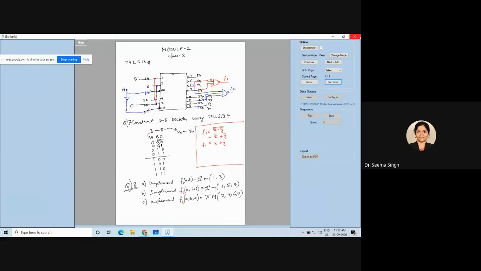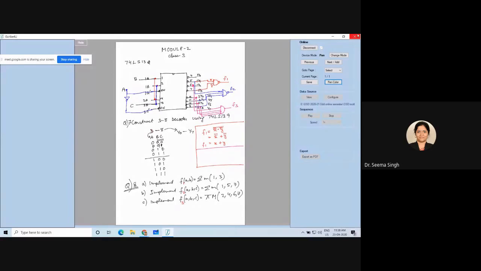Okay, I need 2, 4, 6, 7. So I need a 2. I need a 4. I need a 6. And I need a 7. 2, 4, 6, 7. And this should go into an AND gate. This will give me F3. Now quickly, you people should understand why we are using an AND gate.